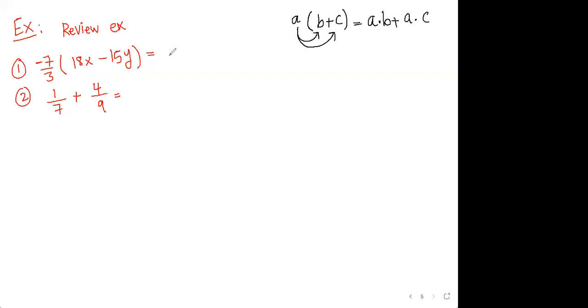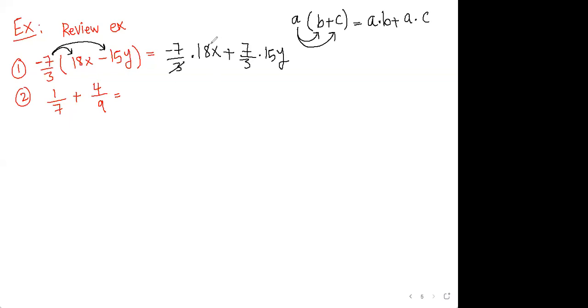I can say the first step, which is to distribute the -7/3 into... Oh, hold on. What's your name? Isada. Okay. How do you solve the first one? So you distribute this -7/3 into what? Into 18x and -15y. Okay. And negative times negative, what is the answer? Positive. Positive 7/3 times what? 15y, right? Yes.